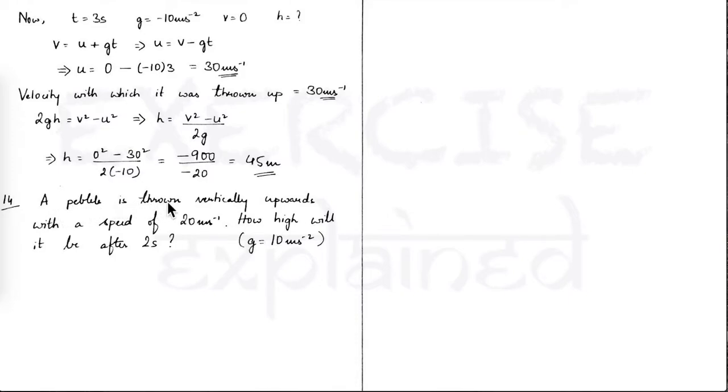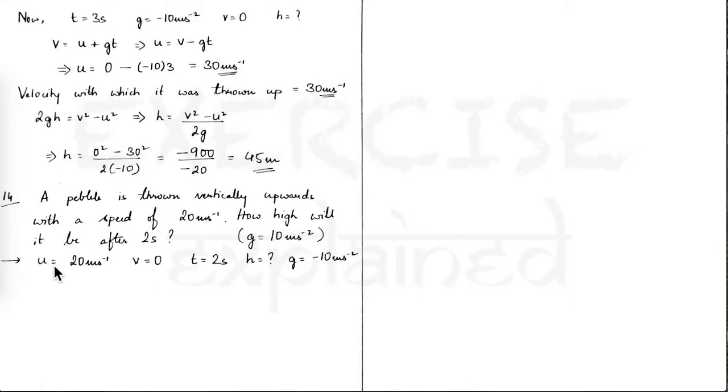A pebble is thrown vertically upwards with a speed of 20 meter per second. How high will it be after 2 seconds? Acceleration due to gravity we are supposed to take as 10 meter per second square. Now since it is thrown up, we know from the previous videos that final velocity will be equal to 0. I have explained this concept clearly in the first video of exercise 3E. Do watch it if you have not watched it before.